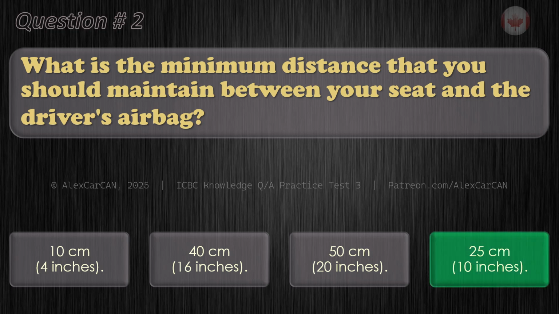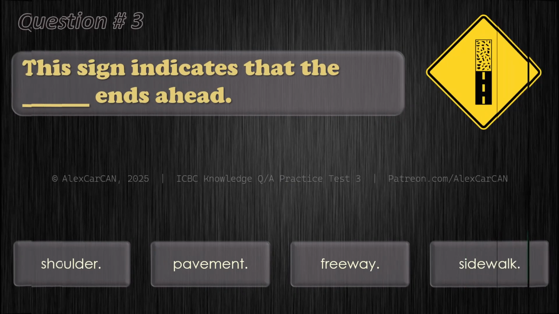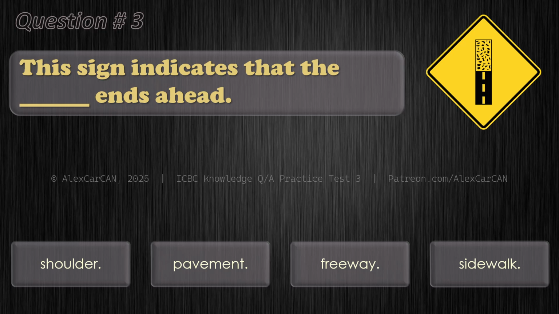The correct answer is 25 centimeters. Question number 3. This sign indicates that the ends ahead: shoulder, pavement, freeway, sidewalk. The correct answer is pavement.